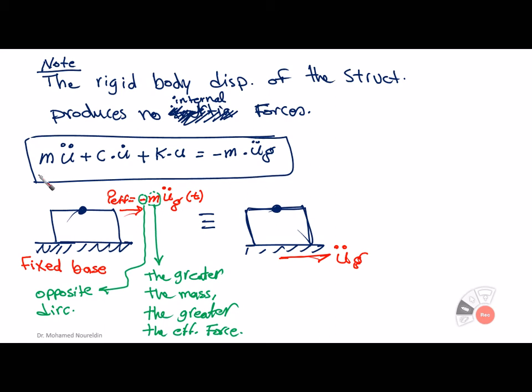We find that it is very similar to the single degree of freedom system, but on the right hand side, other than the dynamic force P of t we were using before, here we are using the ground acceleration and the mass of the system, or ground excitation. And we give the definition of minus m here. What is the meaning of it?